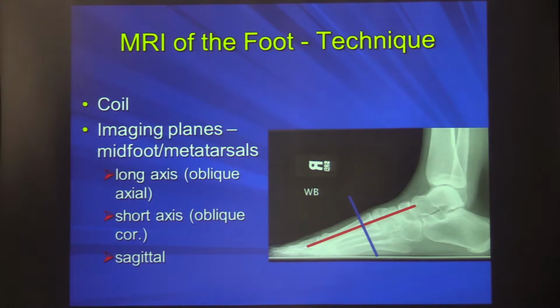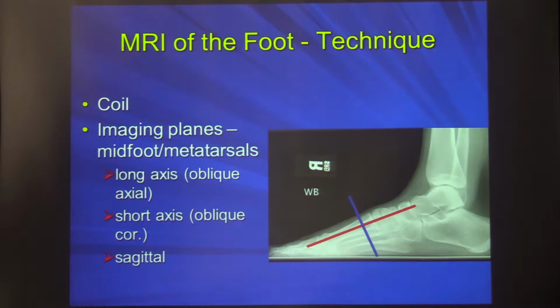Basically, in terms of imaging planes, we won't talk about coil, but obviously a dedicated extremity coil is important. The key here is that the imaging planes for the ankle, while they are transverse, is not the same for the foot. They're longitudinal. This is our long axis. And our short axis will be perpendicular to the axis of the metatarsals. They will be unrelated to the imaging plane we use for the ankle.